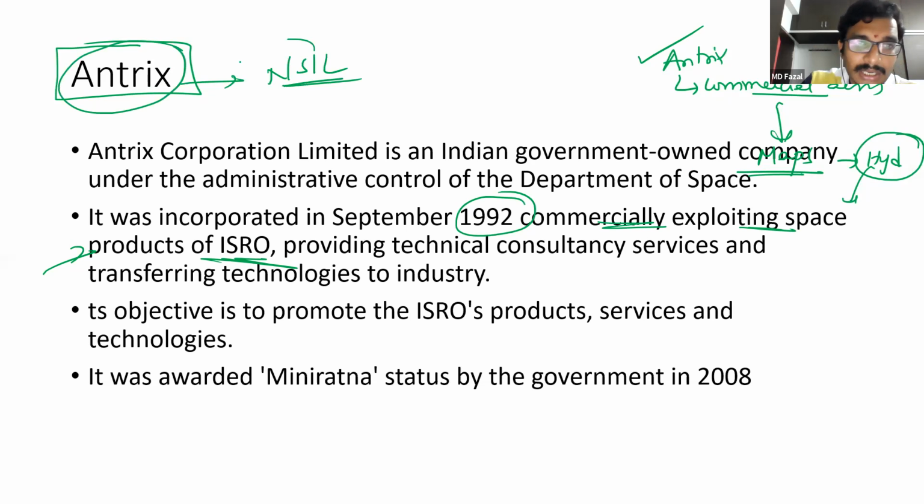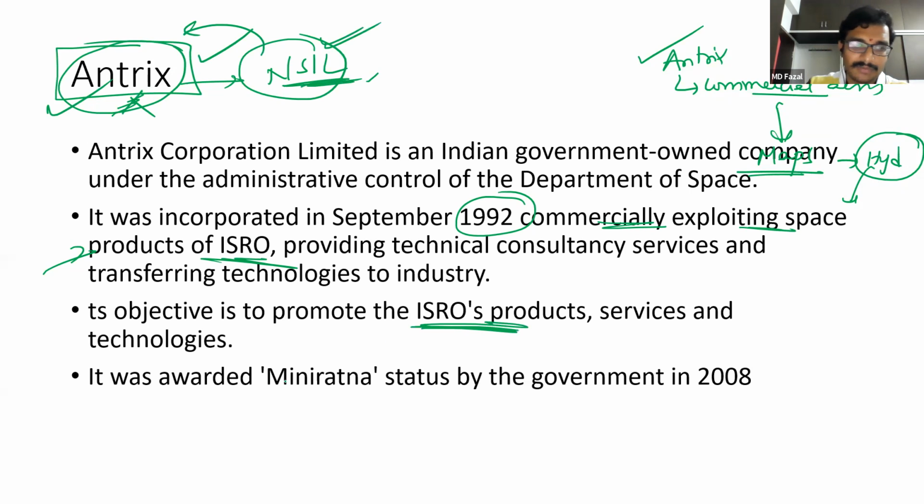Antrix, NSIL is a bigger version of Antrix. But after creating NSIL, they didn't remove Antrix. This is also there now. But its activity is much bigger. It also promotes ISRO products. It is given Mini Ratna. In economy, you will know Maharatna, Mini Ratna, Navaratna, all this status, depending on the performance of companies.